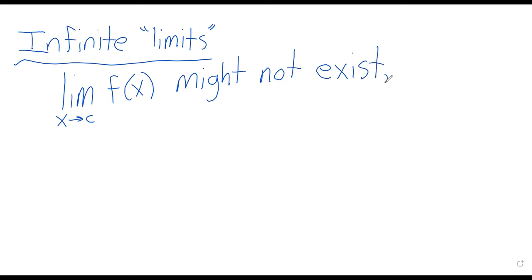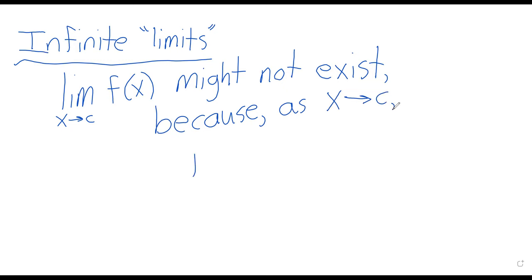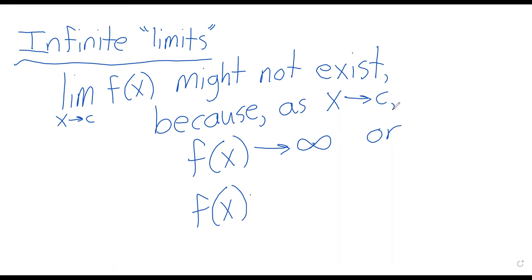And one of the reasons this limit might not exist is that as x approaches c, f of x, rather than approach some finite number, might explode up to positive infinity. Or f of x might explode downwards to negative infinity. And so I say, we did look at examples of this, but that was long ago.